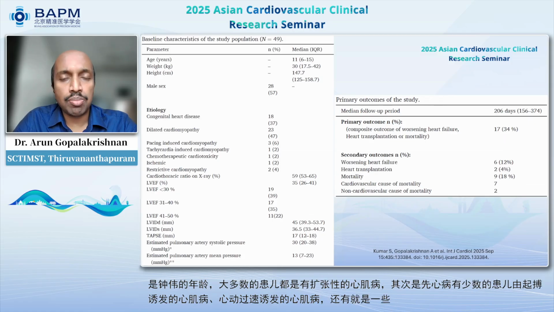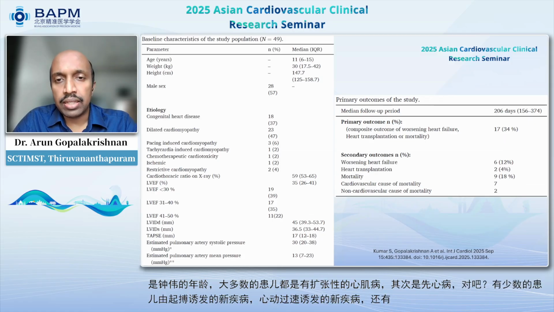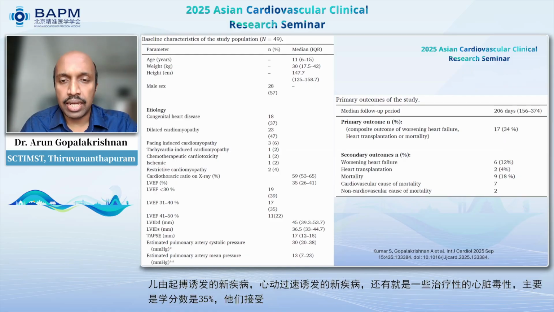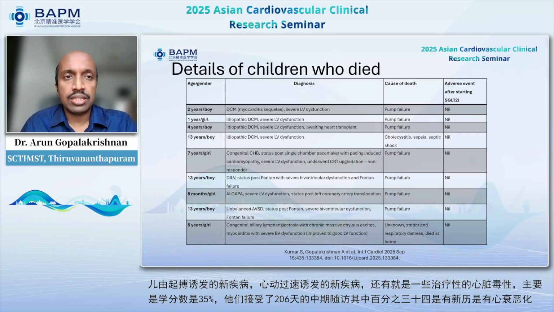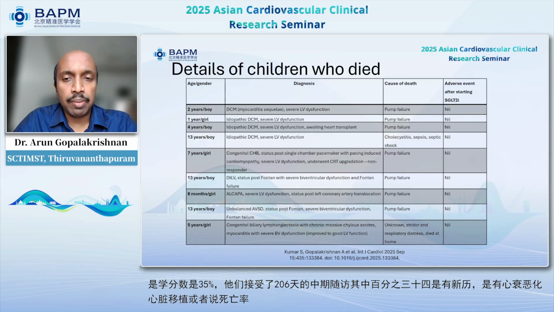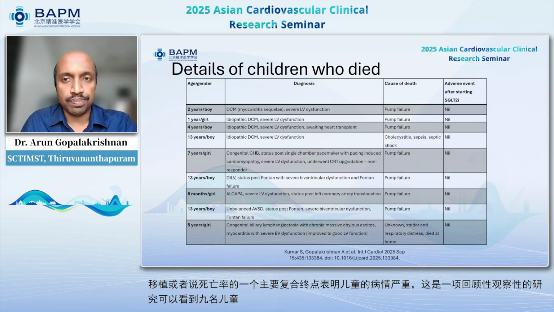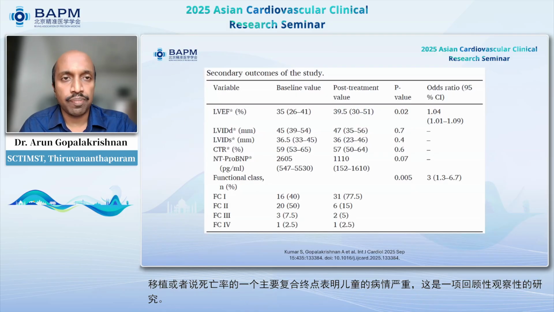This was a retrospective observational study, and 9 children, that is 18%, had died within this period, and 2 underwent transplantation. So these are the children who died. 9 of them died primarily because of pump failure, and there was 1 death each due to sepsis and due to sudden non-cardiac causes at home. But none of them reported the classical adverse events which we were screening for with SGLT2 inhibitors.